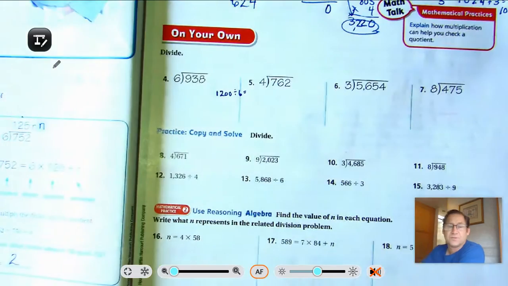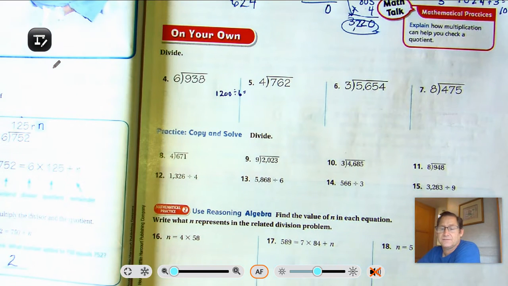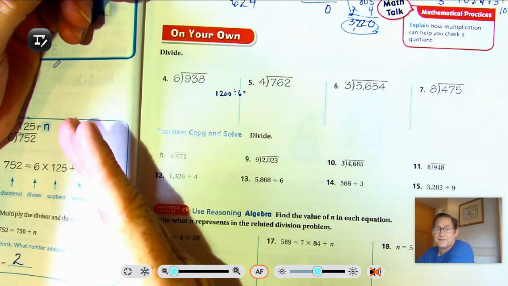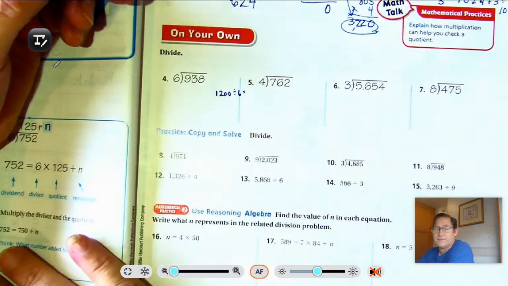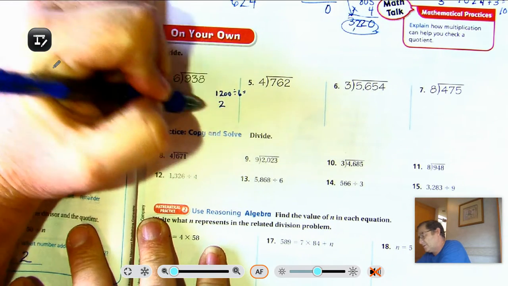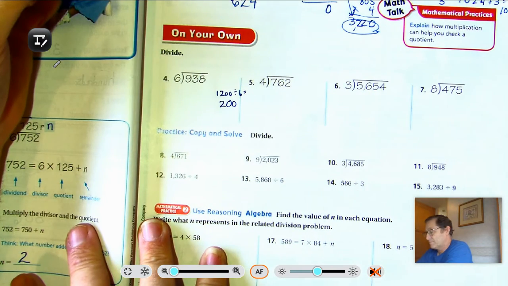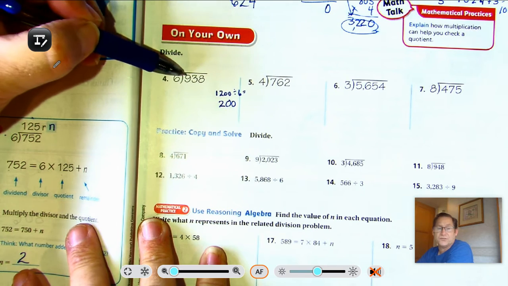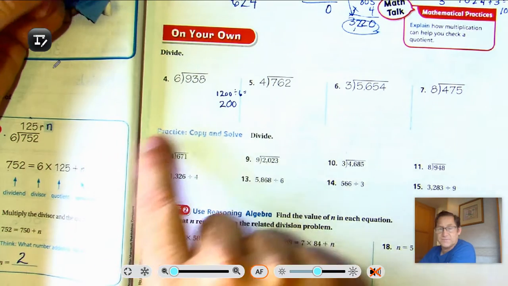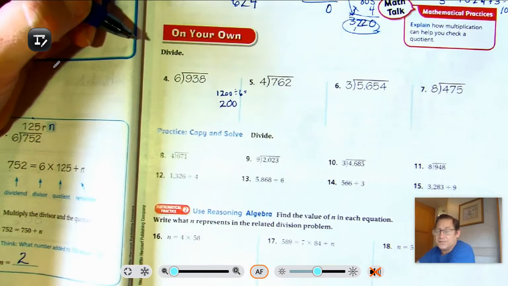divided by 6. Could you go 600 divided by 6? Yeah. Again, it's an estimate, okay? 1,200 is a little closer to 938 than 600 is. So I know my answer is going to be somewhere between 600 divided by 6 and 1,200 divided by 6. It has to be between those two. 1,200 divided by 6 is 200. If I change this to 600, 600 divided by 6 is 100. So I know my answer has to be between 100 and 200.